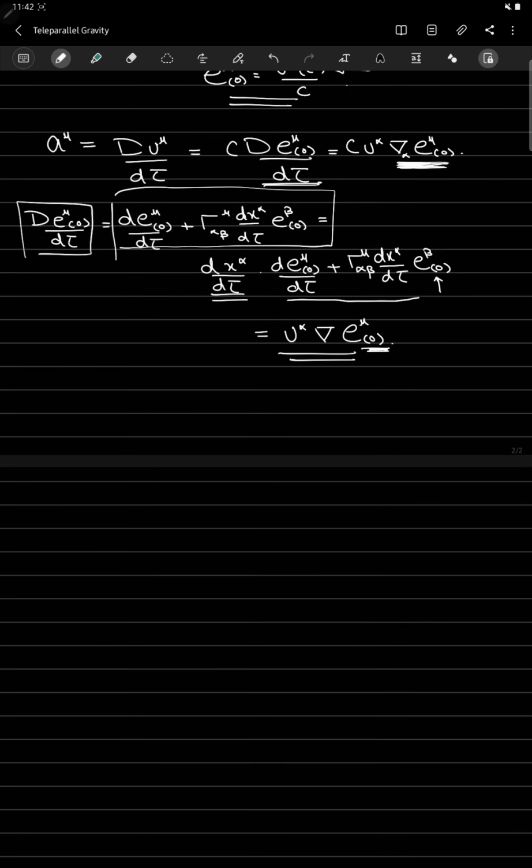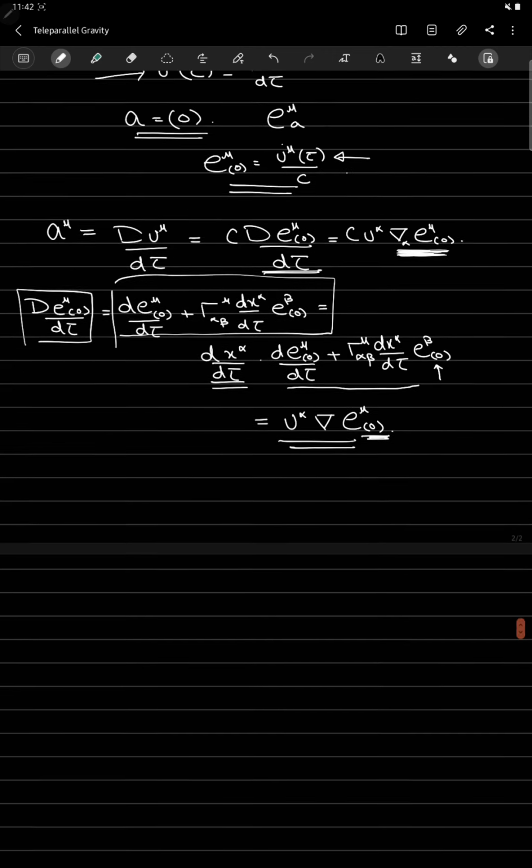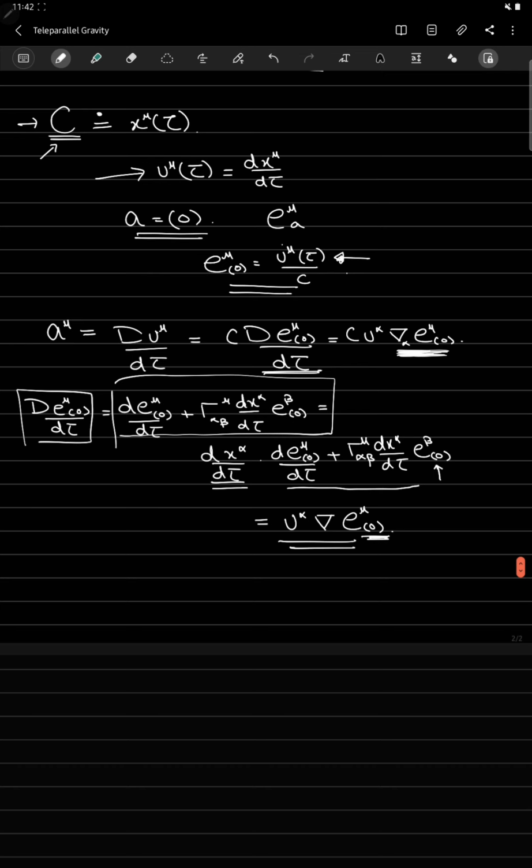Now, given a set of tetrad fields for which this e mu 0 describes a congruence of time-like curves, it is adapted to a particular class of observers, specifically to observers that are characterized by the velocity field, which we have defined again using this equation: u mu is equal to c e mu 0, right? Okay, now it is provided with the acceleration a mu.